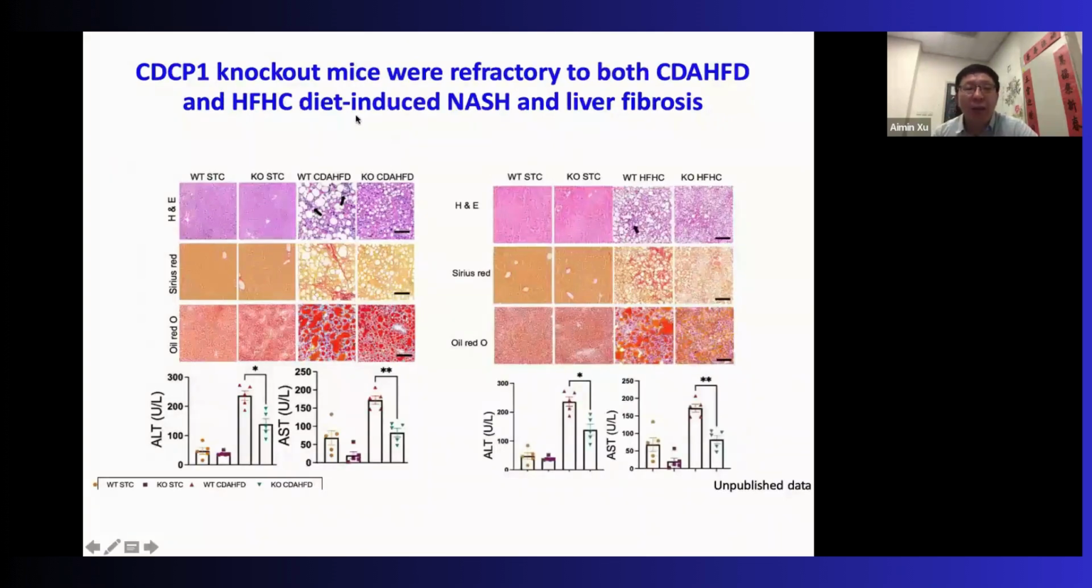This CPCT1 is also pathologically involved in NASH development. We have done two different animal models. One is a choline-deficient high-fat, high-cholesterol diet. Another is a high-fat, high-cholesterol diet, as you can see from here. The wild-type mice, after this diet, develop NASH and fibrosis, and in the knockout mice, the development is reduced. This is quite similar in the high-fat, high-cholesterol diet model.